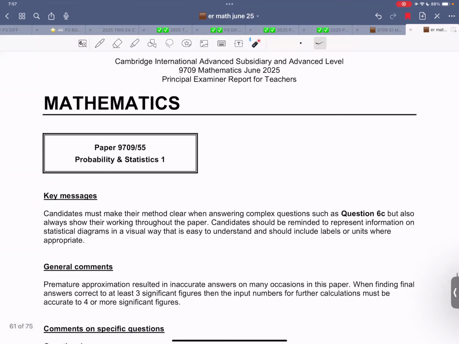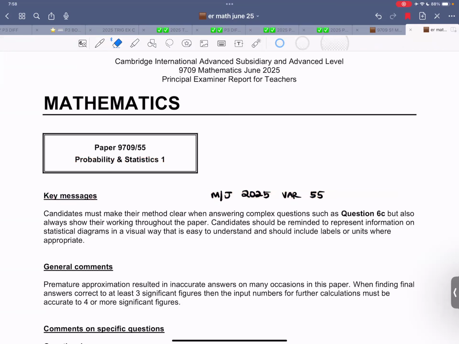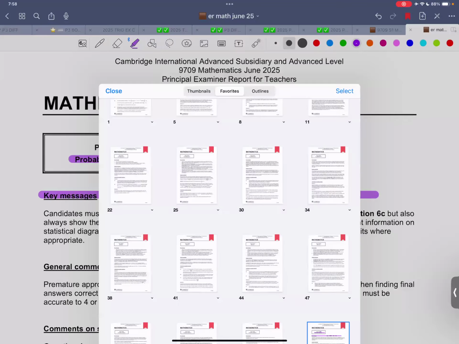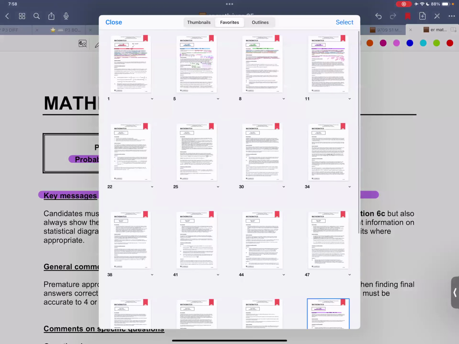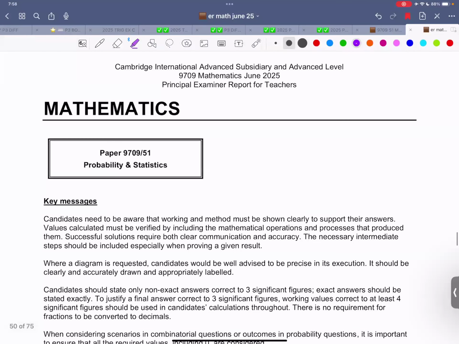So now over here, the first one, let's highlight it, probability and statistics S1. And this key message is for which paper? This is for May, June 2025 variant, the first one, which is known as 5-1, because this is paper 5. My bad. This is 5-5. So I should open the right one. Let me go to the favorites. So therefore, I think that's the one. This is 5-1. Okay. So now this 5-1.